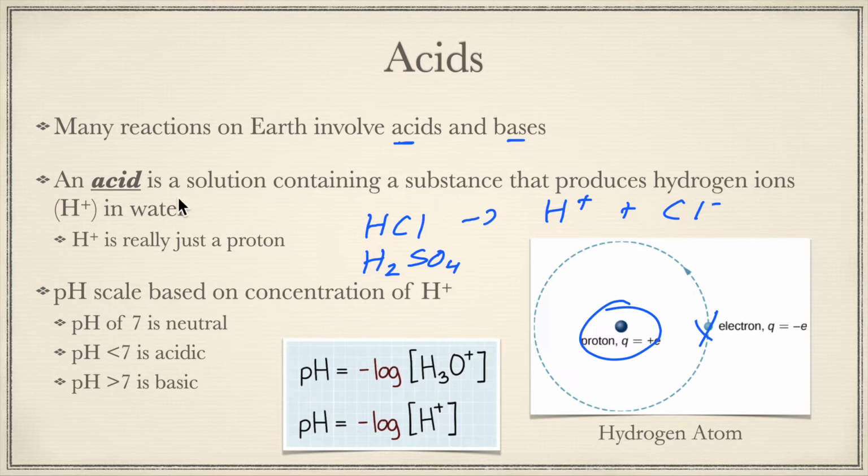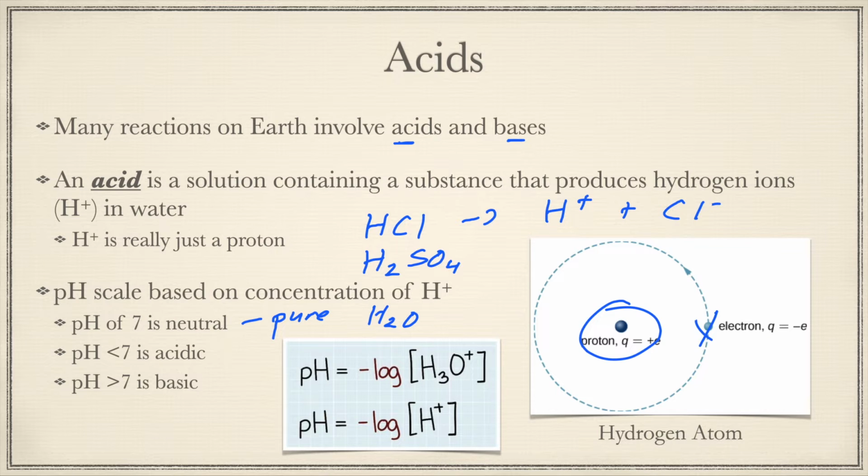Now, acids are measured on something called the pH scale. And the pH scale is based on the concentration of hydrogen ions. So the equation for that: pH is actually the negative log of the concentration of hydrogen ions. It's a little complicated for what we're doing, but just know there is a way to calculate this. And it is based on the concentration of hydrogen ions. So pH of 7 is neutral, which this would be pure water.